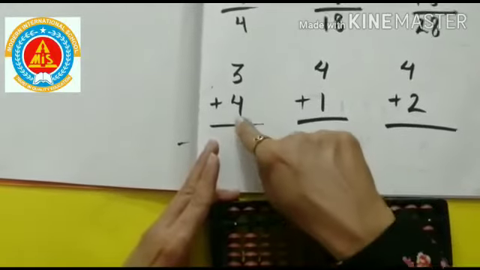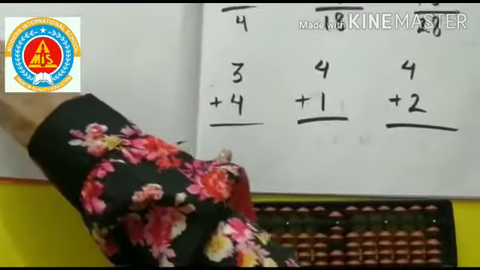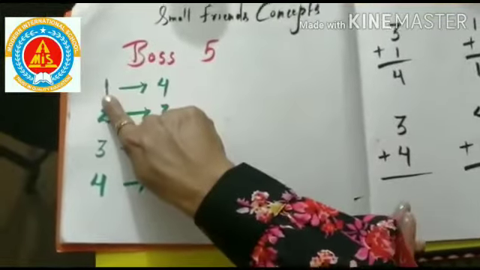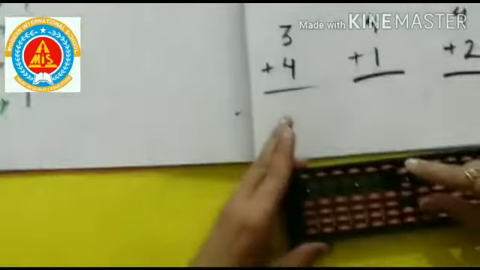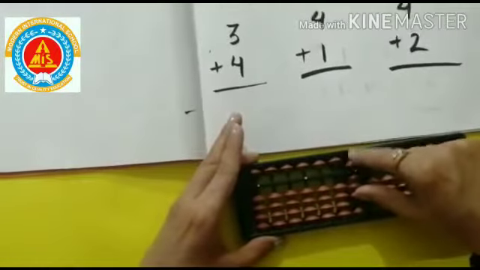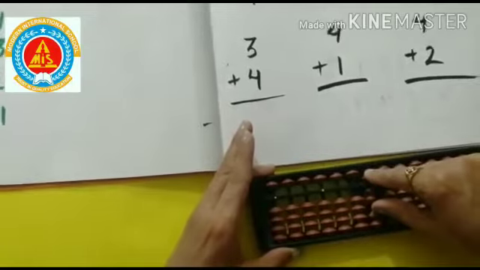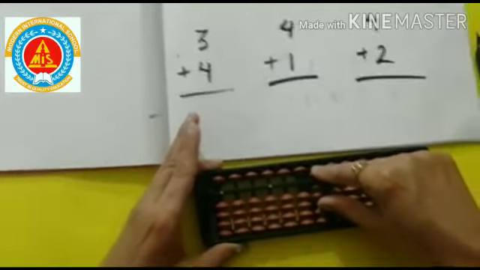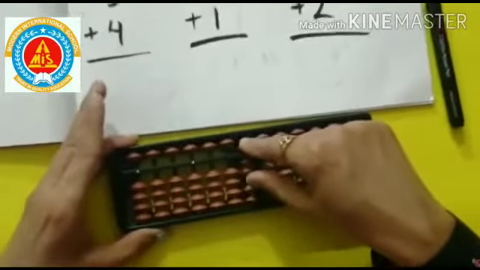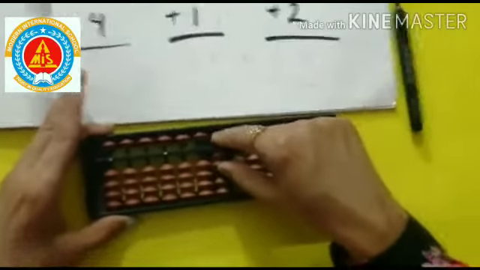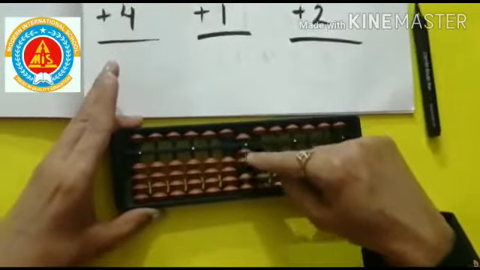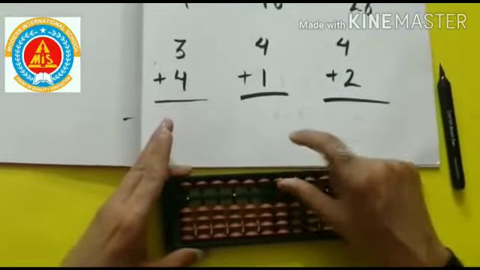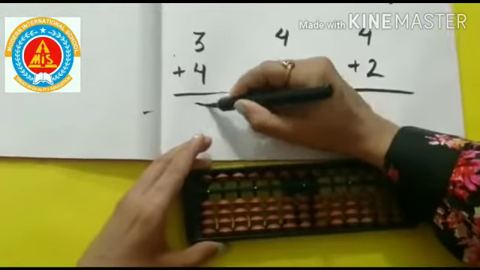And who is the friend of 4? Friend of 4 is 1. So what will we do? Add the boss 5 less the friend 4. So the friend of 4 is 1. So we have to subtract the 1 and then the answer will be 7. 5 plus 2 is 7. Clear now? The answer will be 7.